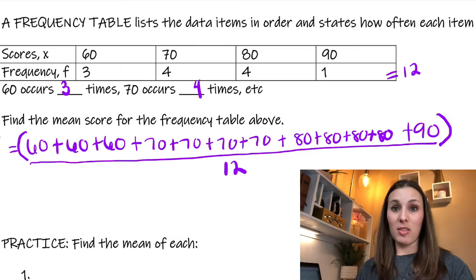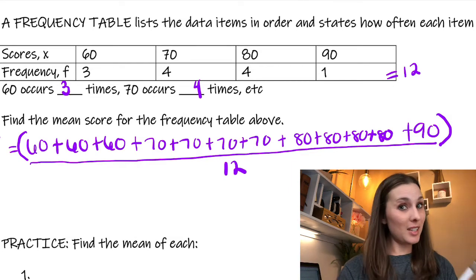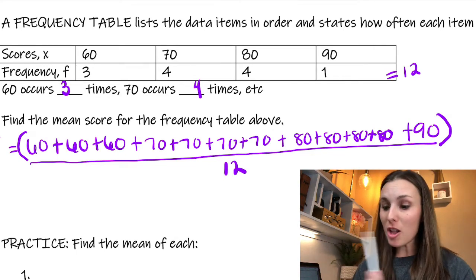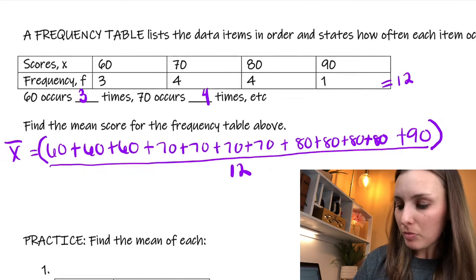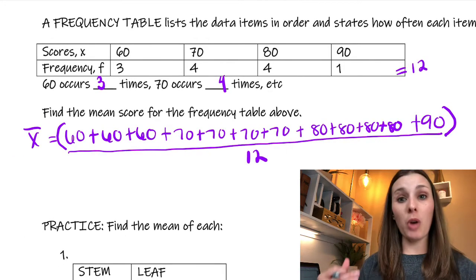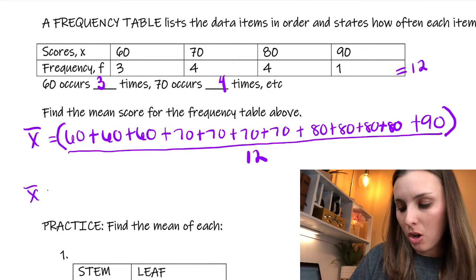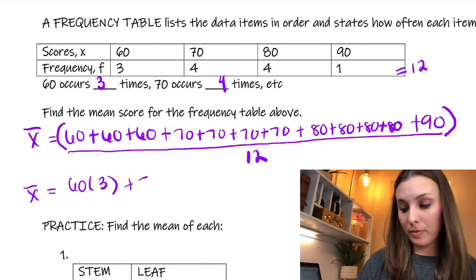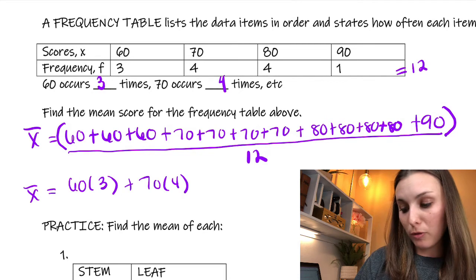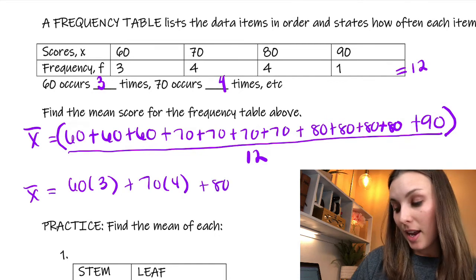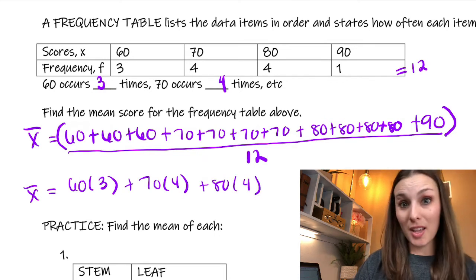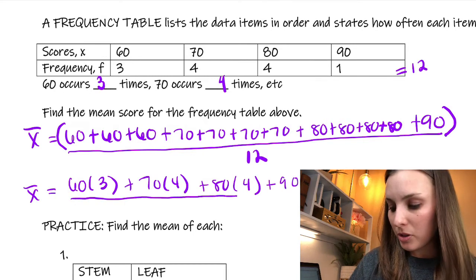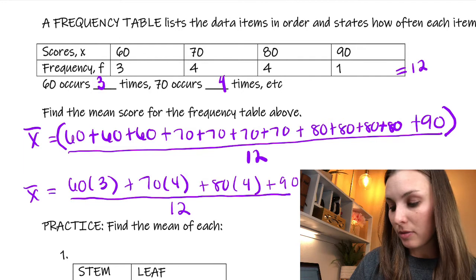The other way to write this, which I prefer, and it makes a lot more sense, and it takes a lot less time and a lot less space, so it's wonderful, is we can use the frequency table to our advantage. We can say 60 occurs 3 times. 70 occurs 4 times. 80 occurs 4 times. 90 occurs once.